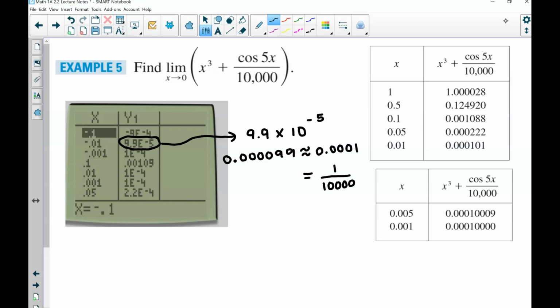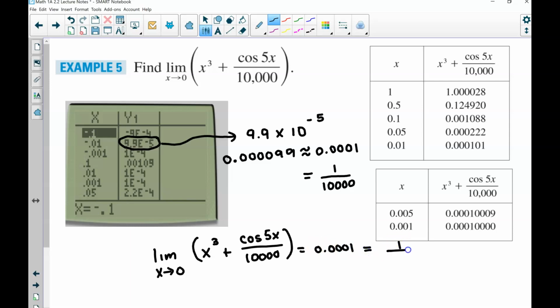Now, by constructing this table and seeing what's happening with these numbers, as it's getting closer and closer to 0, we can say that this limit as x approaches 0 of the function x cubed plus the cosine of 5x over 10,000 is equal to 0.0001, which actually ends up equaling 1 over 10,000. Okay.